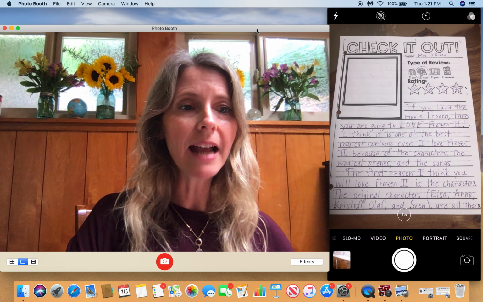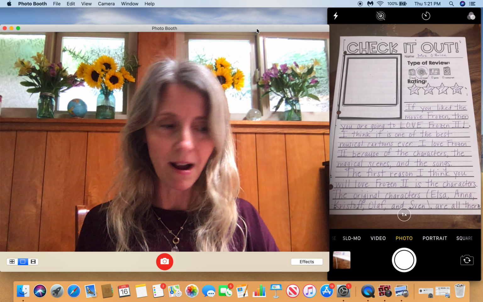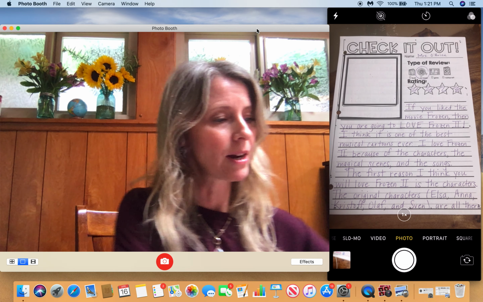One of the first things I notice is my use of capitalized words. Wow, look how I did that. I changed the size of my letters to let you know I love Frozen 2. Do you see a transition word, transition words in this paragraph? Take a moment. I used the transition I think to let my reader know that my opinion's coming after this. I think it is one of the best musical cartoons out there.